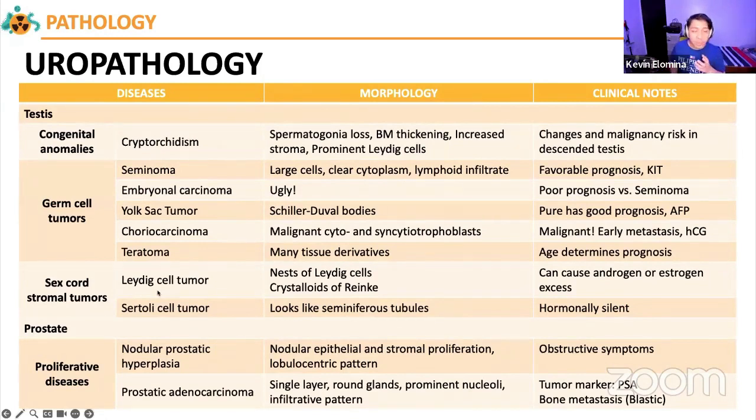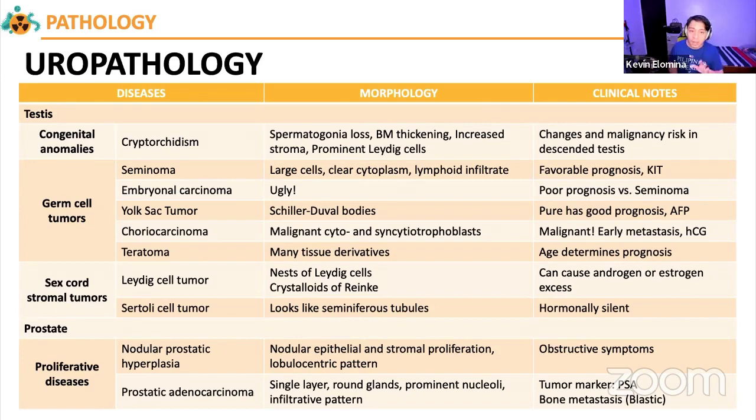For your sex cord stromal tumors, just remember na yung Leydig can produce endocrine effects. And therefore, in your history, kailangan yung hanapin yung history ng endocrine manifestations. For example, gynecomastia, no? Baka Leydig yan. But Sertoli cell tumors are typically hormonally silent.